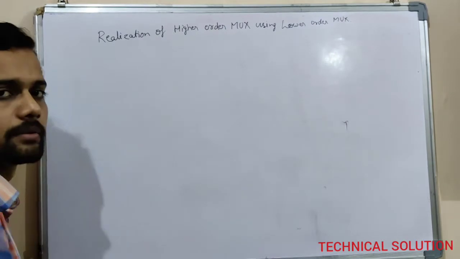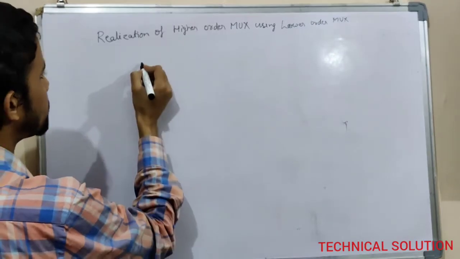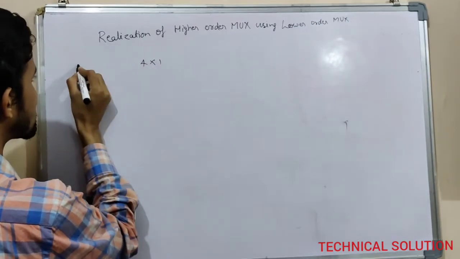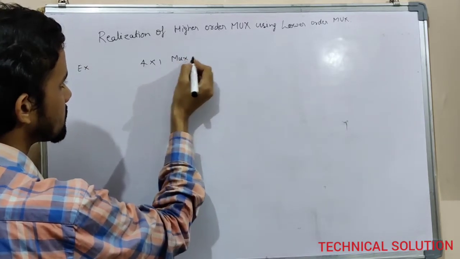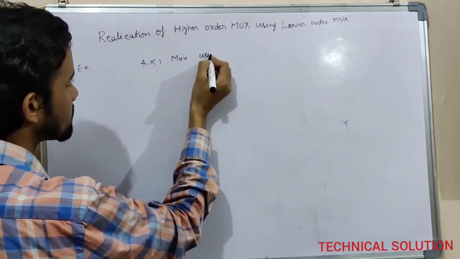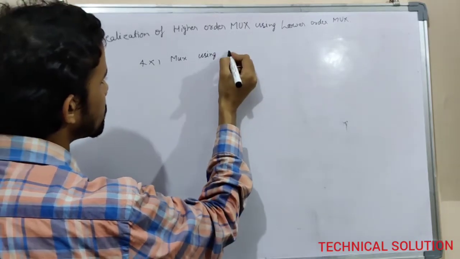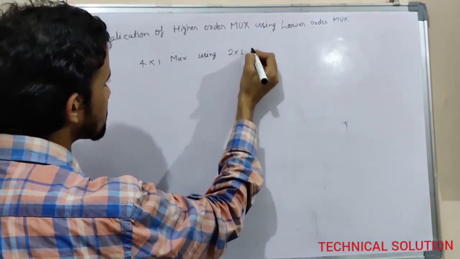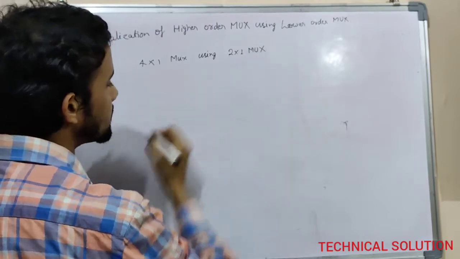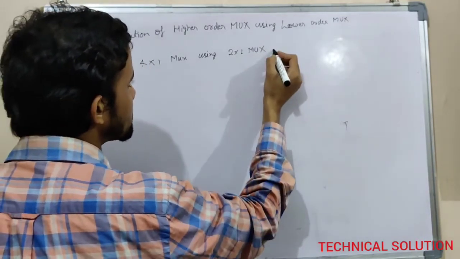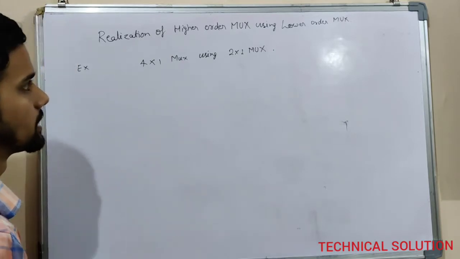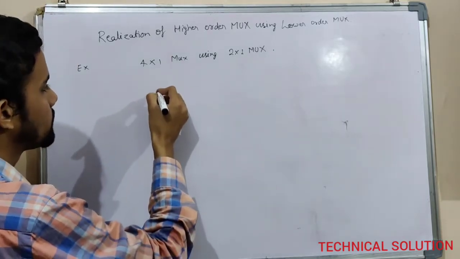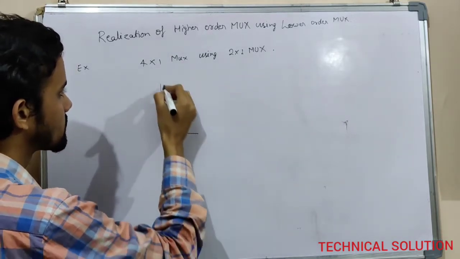That is, if we want to design the 4x1 mux, for example, using 2x1 mux, then the number of mux required is, and how to realize this 4x1 mux using 2x1 mux. Okay, we have to use only 2x1 mux.